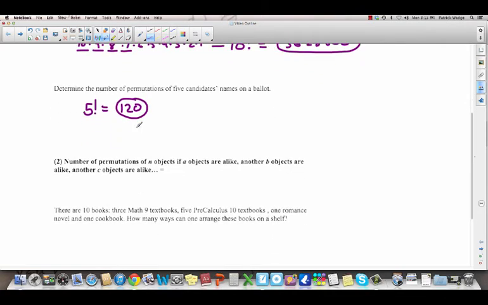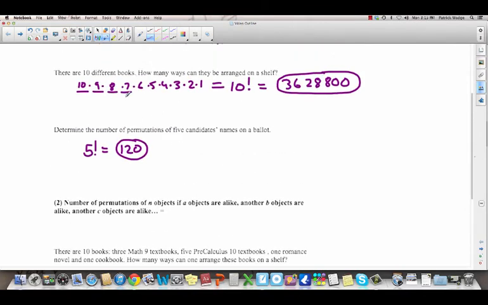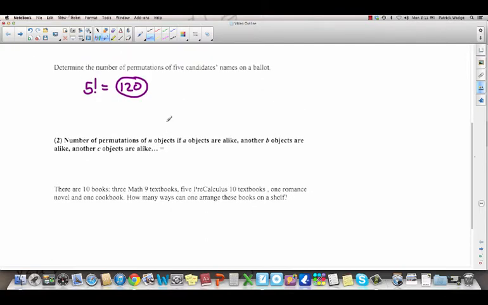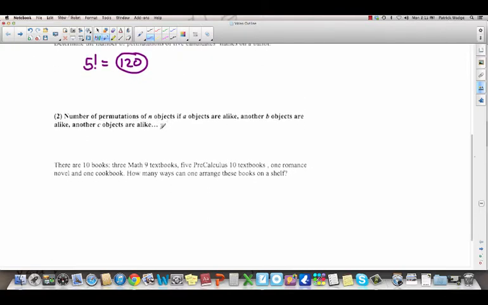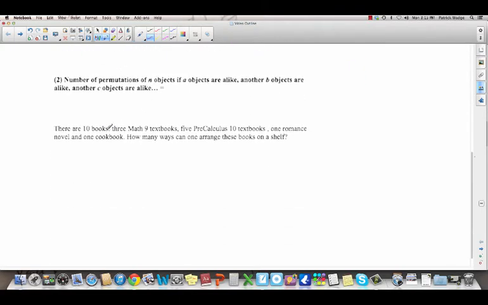Okay, the second type of permutation question is when, unlike in the books question here where all the books are different, now we're going to look at situations where some of the objects are exactly the same. So here's another books question, 10 books again. These books were all different. This is my personal book collection. I think you'll see why when you see the books. 3 Math 9 textbooks, so those are all the same. They're identical Math 9 textbooks. 5 Pre-Calculus 10 textbooks, 1 romance novel, and then 1 cookbook.